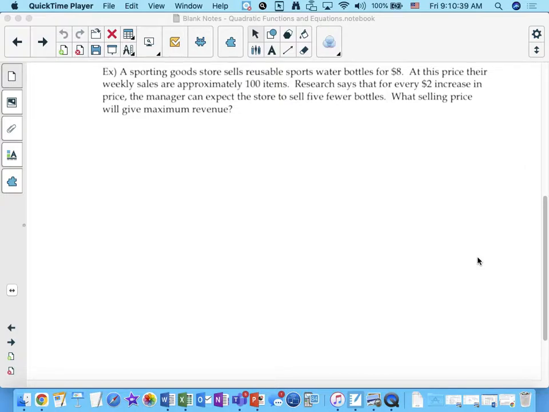Okay, so what we're trying to maximize here is the revenue from these water bottles. Okay, now when you're approaching a problem like this, you have to think carefully about what are the two variables that we're comparing here. Every function associates one variable with another.